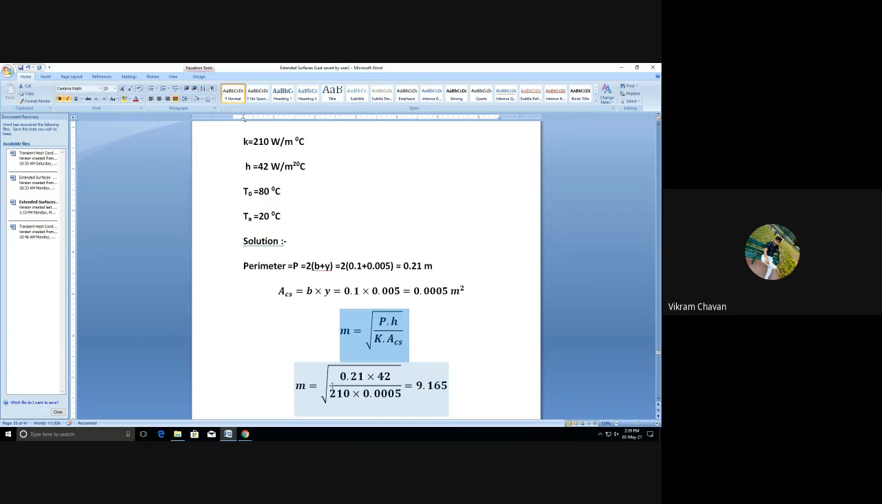Please let me know your answer in the chat box. Q fin. Okay, M is 9.164. That is right. And heat transfer rate Q fin, calculate. Sachin, calculate Q fin. You know the formula, Q fin formula. We have just derived that formula. Use that formula and calculate Q fin, the heat transfer by the fin.